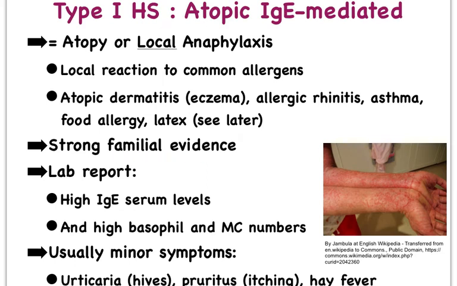So if perhaps there's a parent who suffers from eczema or allergic rhinitis, referring to getting very congested and a very runny nose with lots of sneezing, even asthma, and then we'll talk about latex allergies later as well. This is often seen in families.